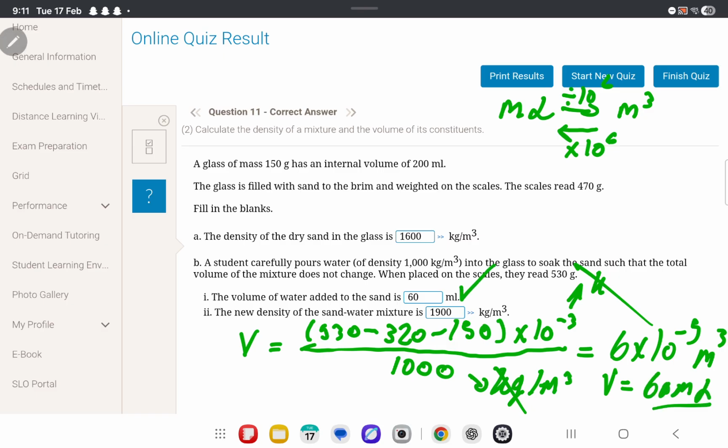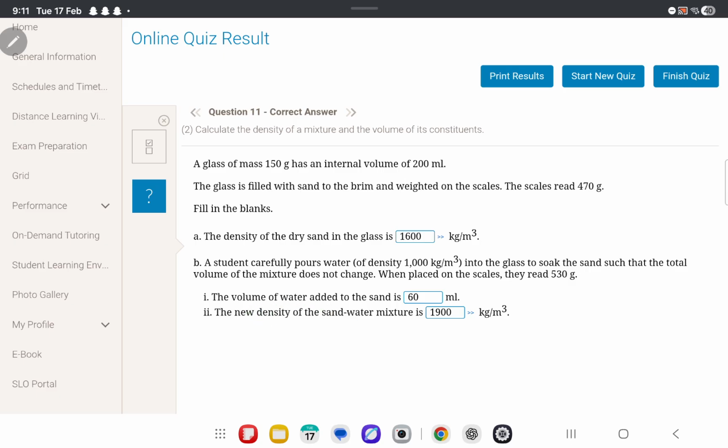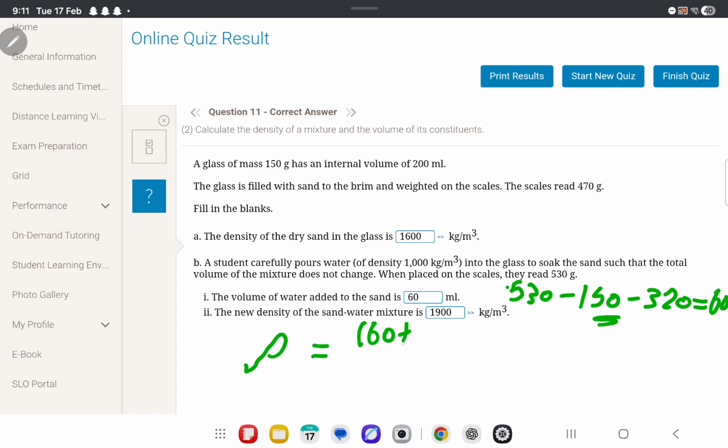Now, the new density of the sand water mixture is, so density is mass over volume. We know that the mass is going to be, because you do 530, how much is the mass of water? 530 minus 150 minus 320, right? Because that was the mass of the sand, and this is the mass of the glass. You get 60 grams, right? Now, 60 plus the mass of the sand, 320, times 10 to the power of minus 3, right? Because you want to change it to kilograms, because that's what they want, over meter cubed.